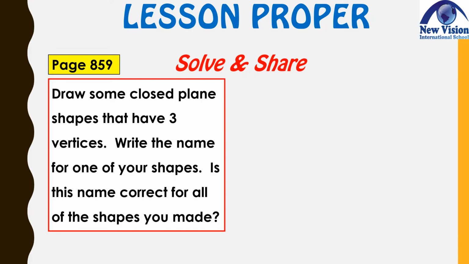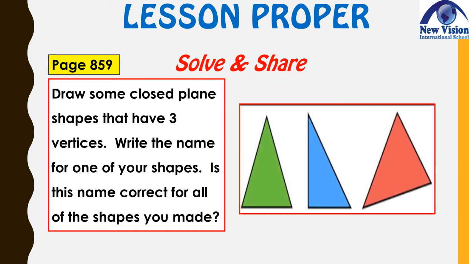What is a closed plane shape? A closed plane shape is a flat shape with edges or sides that connect so the shape is not open. What is a vertex? A vertex is a point where edges or sides meet. So we have here an example of closed plane shapes that have three vertices.